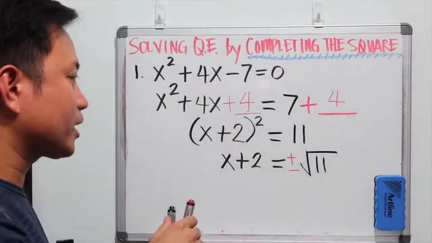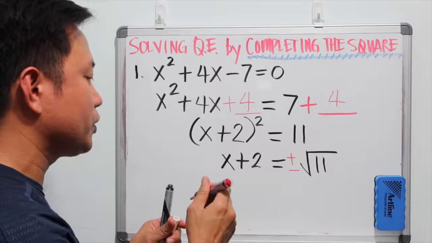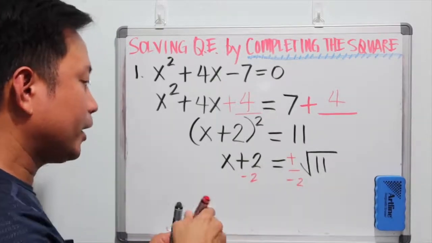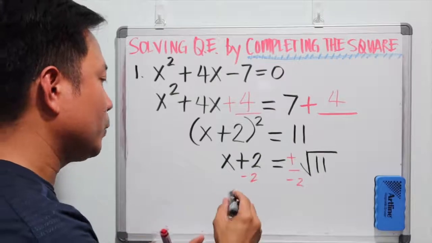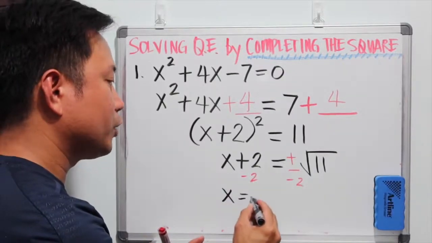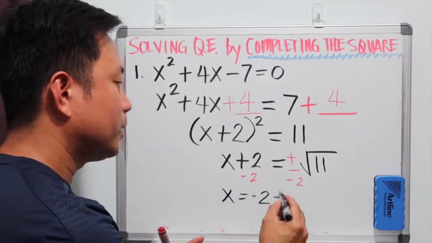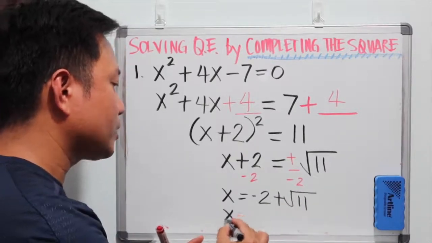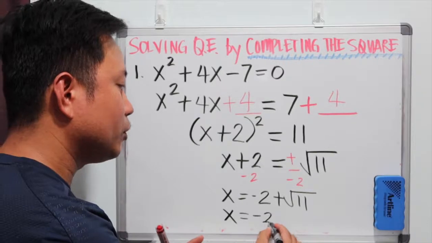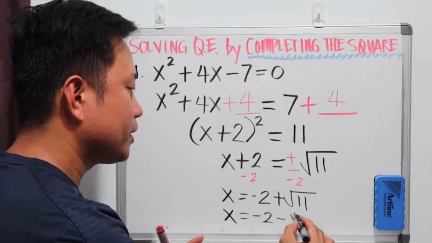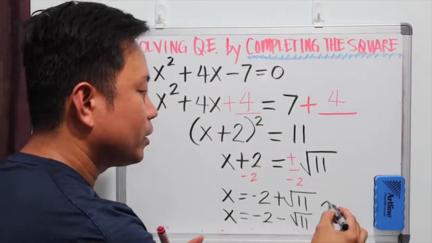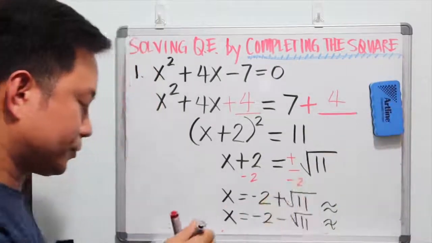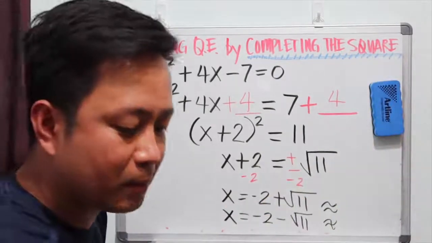And solving for x by itself, we can subtract 2 from both sides. And the two values of x now will be x is equal to negative 2 plus root 11. And the other one is x is equal to negative 2 minus root 11. And using your calculator, you can round off this answer to 2 decimal places.